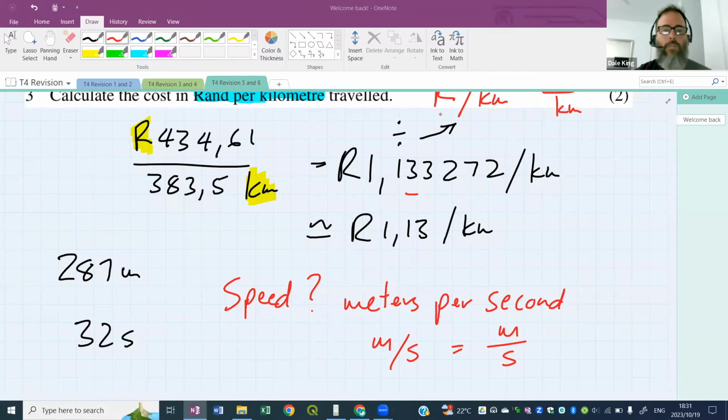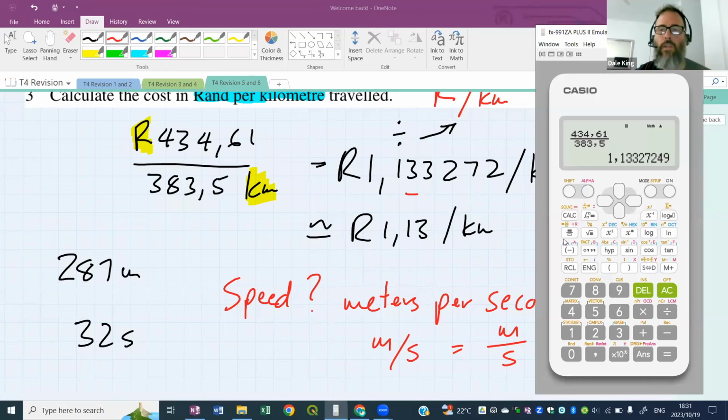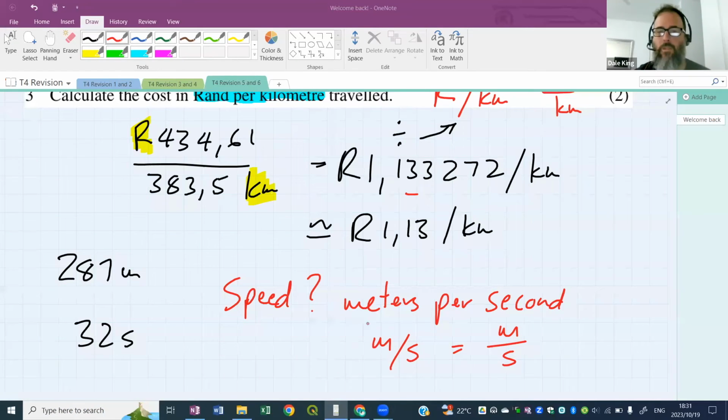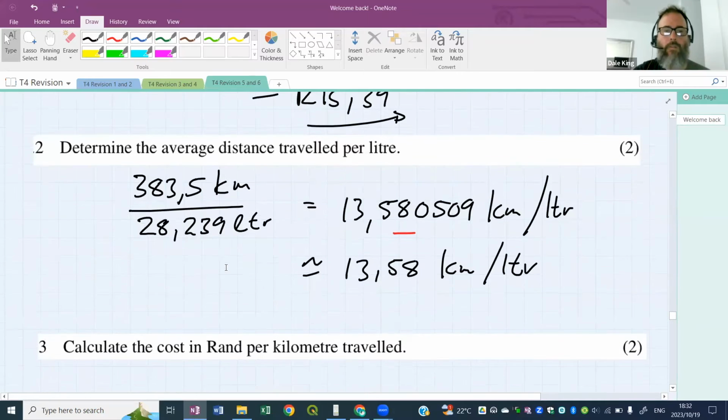All right. Yes, you just put it in. So for example, for this one here, we can say 287 over 32, and that'll give us 8.96875 meters per second. The units they give you are actually a hint on what goes on top and what goes at the bottom. Okay, let's move on.